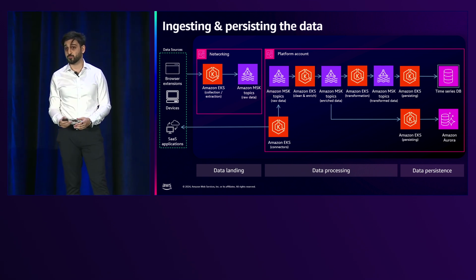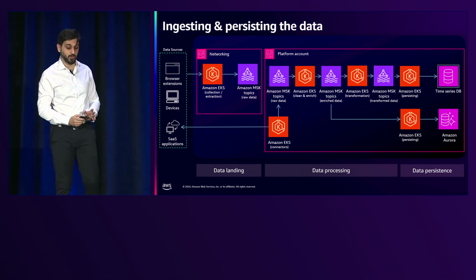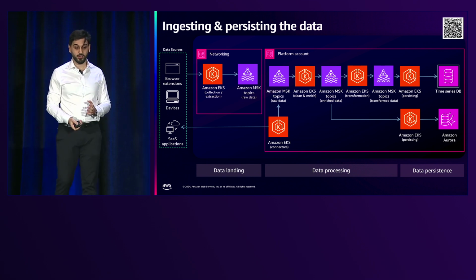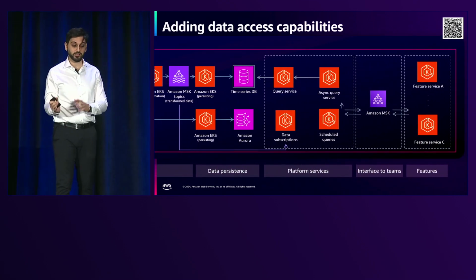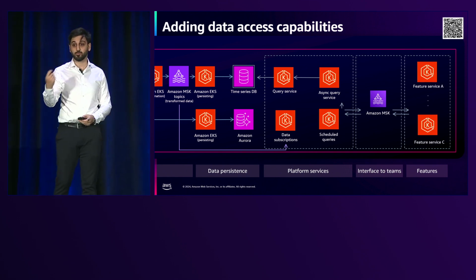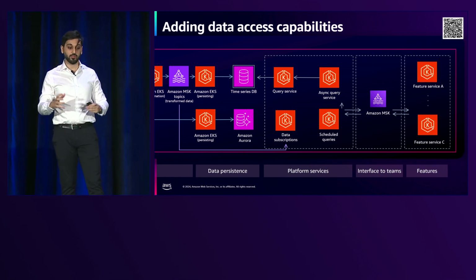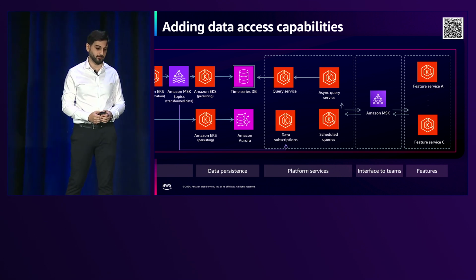One of our requirements was that we wanted teams to access this data very easy and simple. So we've invested a little bit of effort into providing a layer, a platform service, where teams can actually use these platform services to access this data. Teams have to publish their query into MSK, and these services will basically query the data, prepare it, and stream it back to the teams within milliseconds.